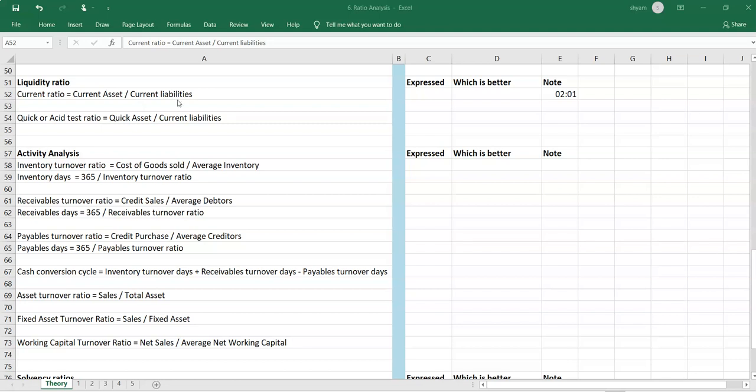So what is a current liability? Any liability that is going to be settled within a year's time is a current liability. So bank overdraft, creditors, payables, these become current liabilities here.